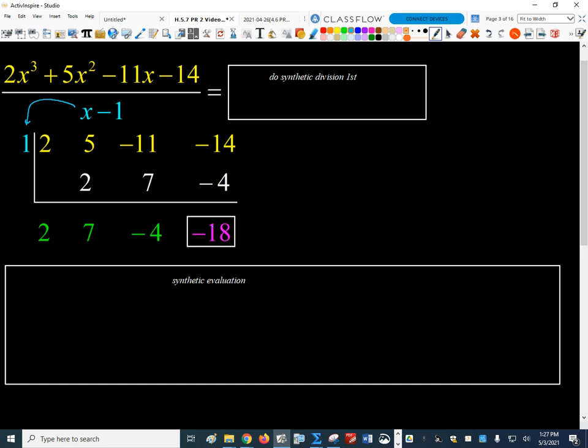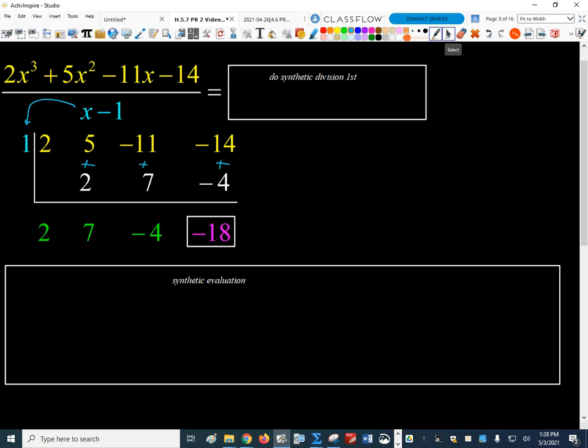And then the process we follow, we drop the 2 down. Whenever a number appears below, we multiply by the outside number. So 2 times 1 is 2. And we add synthetically. We do the opposite of long division. We add the rows synthetically. 5 plus 2 is 7. 7 times 1 is 7. Plus negative 11 is negative 4. Times 1 is negative 4. Add those up and we get negative 18. Okay? So it looks like that's correct. So there's our synthetic process.